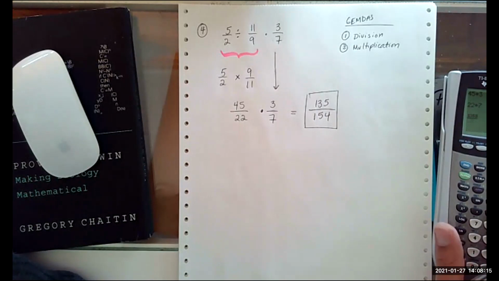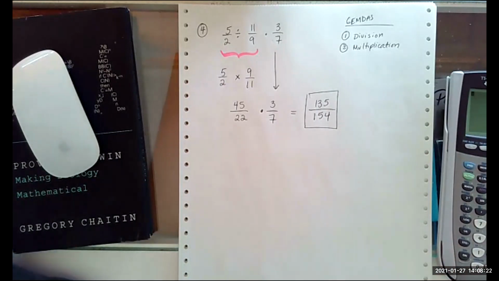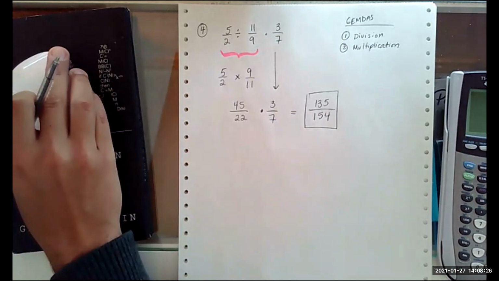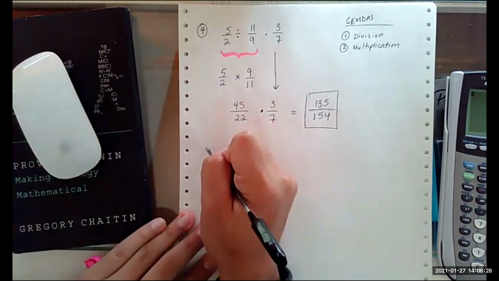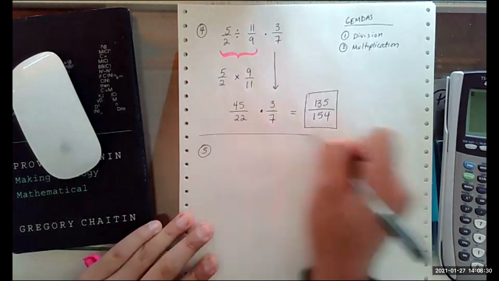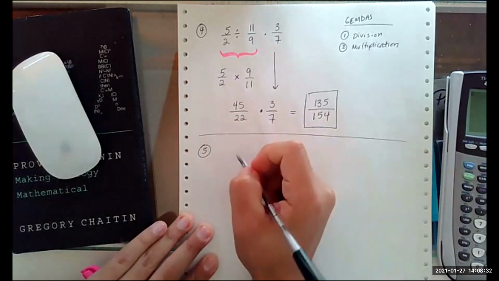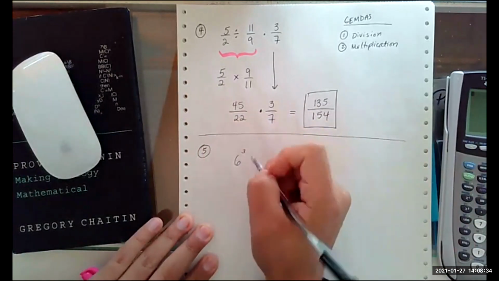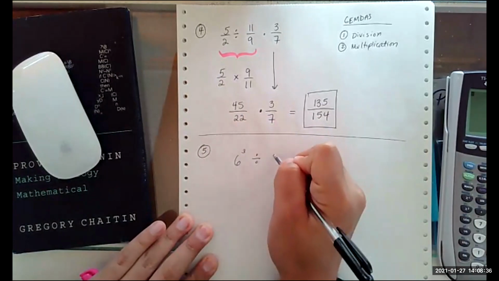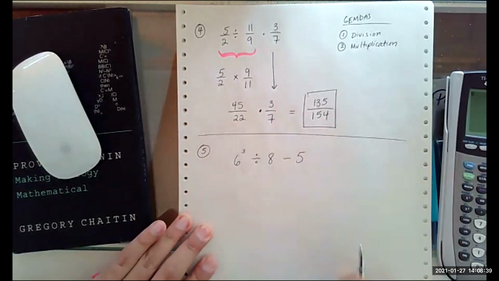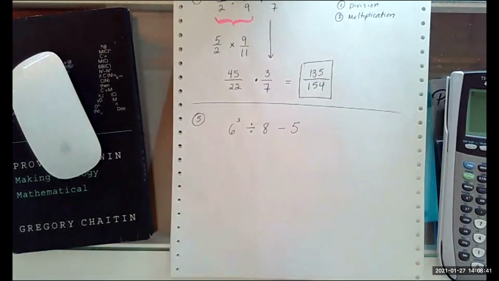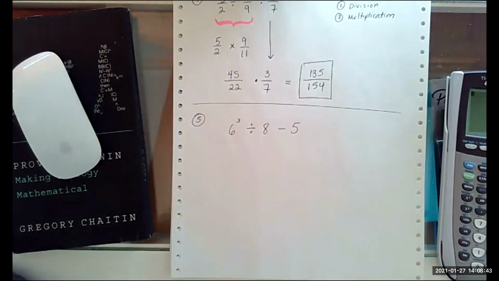Does anybody have any questions here? Okay, let's take a look at this one. Six to the third power divided by 8 minus 5. I'll give you guys a few minutes to do that.